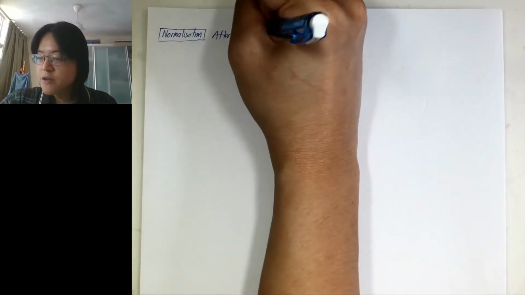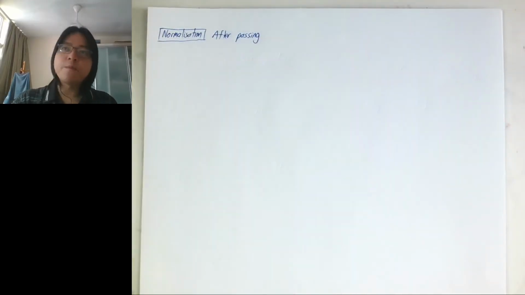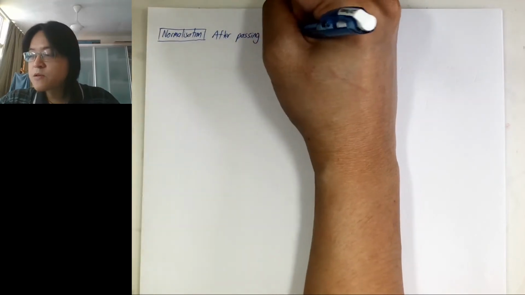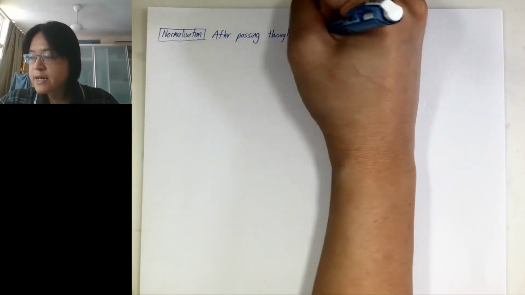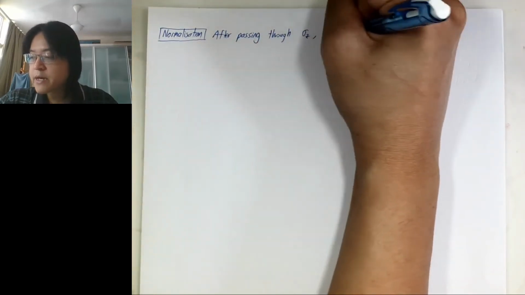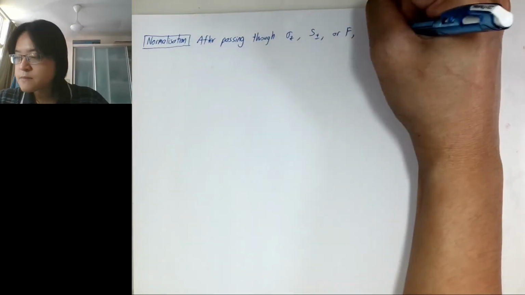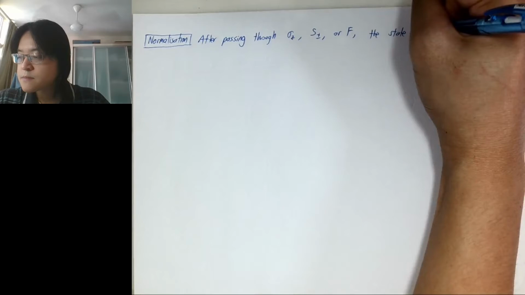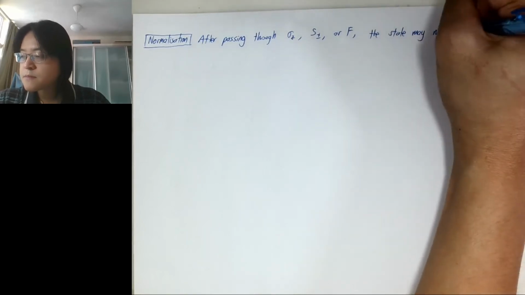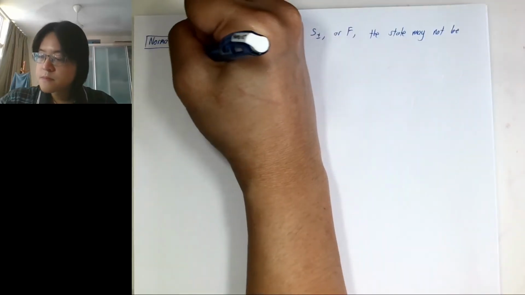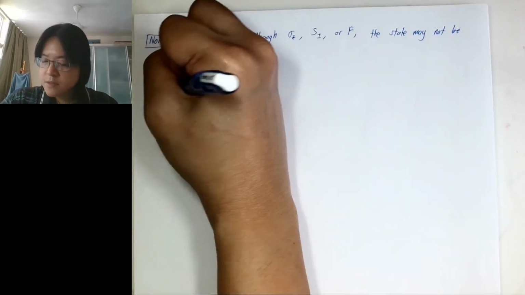So the issue of normalization, right, is that the state is not really normalized after coming out. After passing through the sigma z, s plus minus, or the flipper, the state may not be normalized. Okay, so let's take an example.